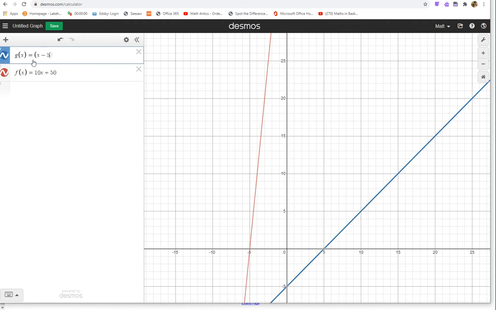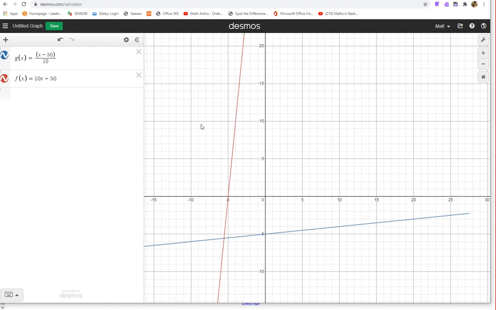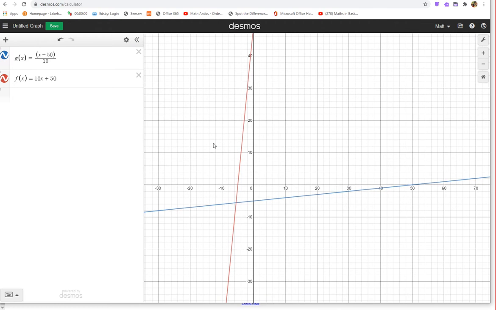So I'm going to go x minus 50 divided by 10. Okay. Now these two lines have a relationship with one another, and it might not be obvious what that relationship is based on just looking at it. But what I'm going to do is put a little mirror in here, and this will allow you to see it. The mirror I'm going to put in is just a straight line going at a 45-degree angle.